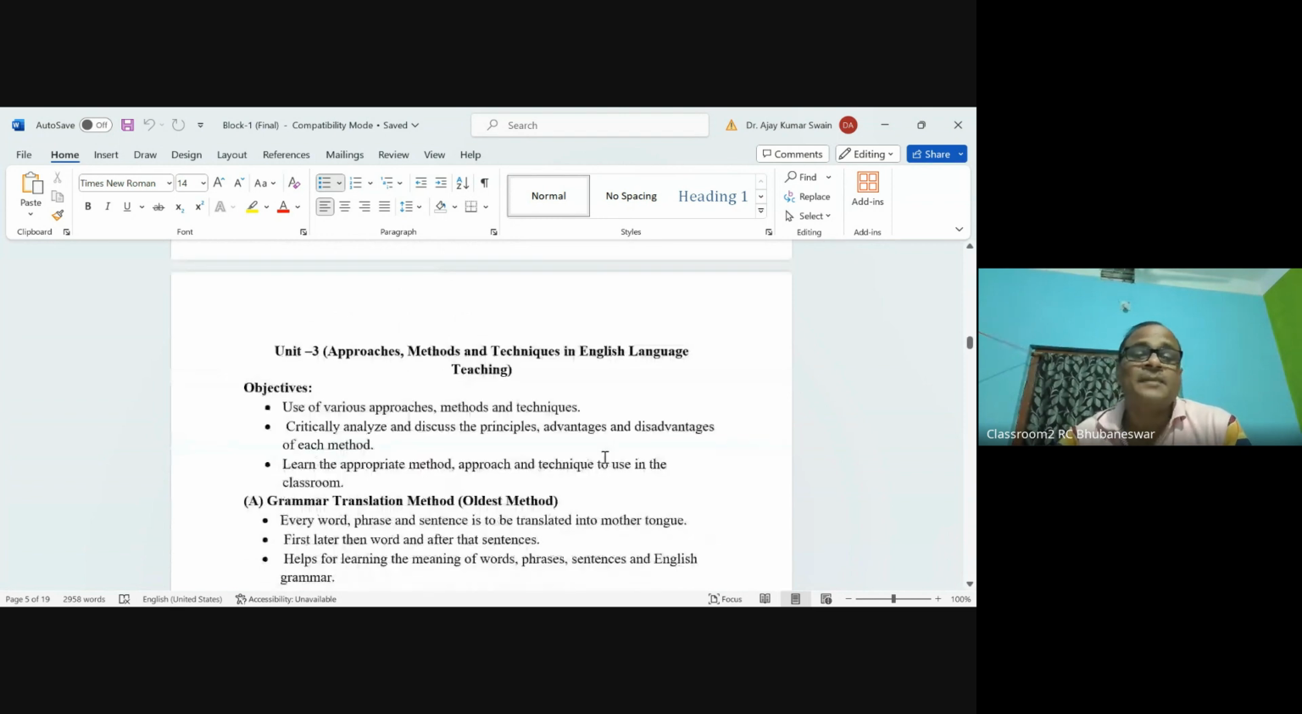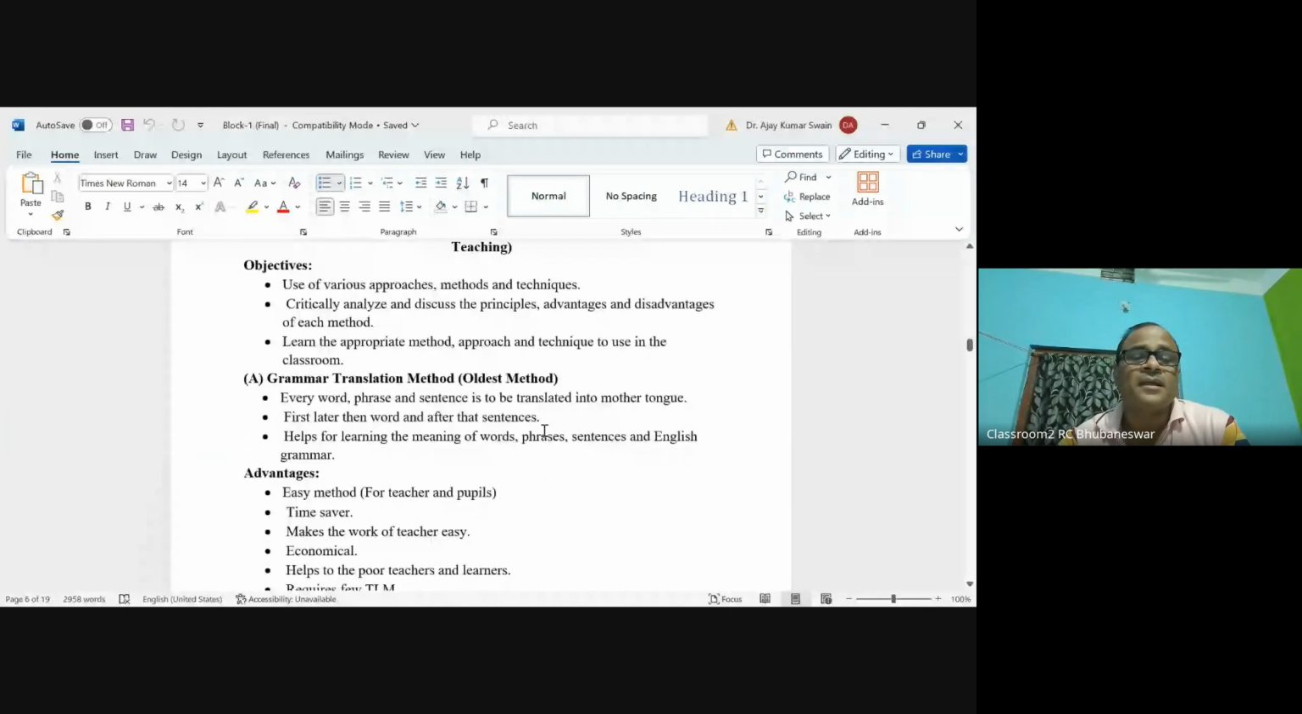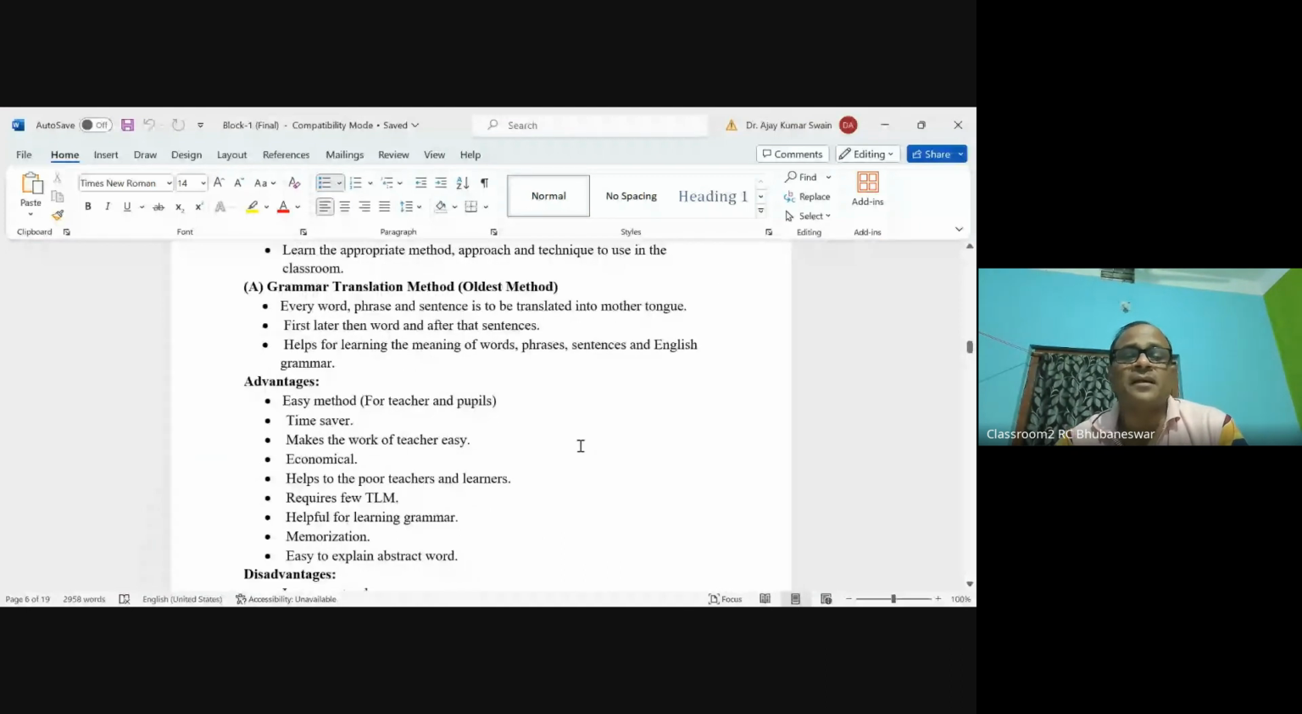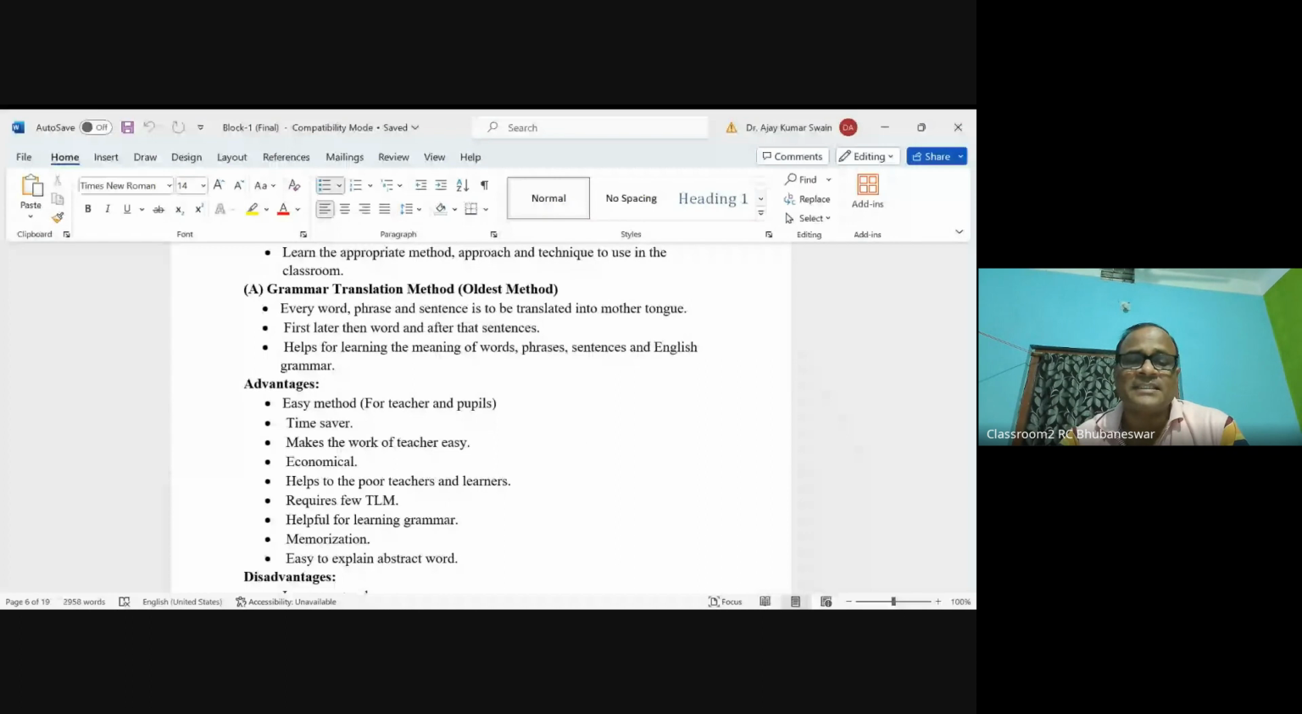Unit 3, it is very important. This is all about approaches, methods, and teaching techniques in English language teaching. So the first method is the grammar translation method. It is the oldest method. Can you say what is grammar translation method?